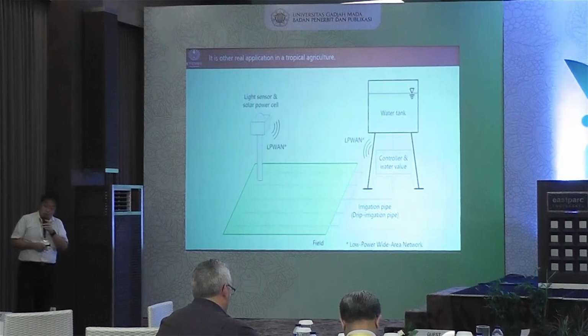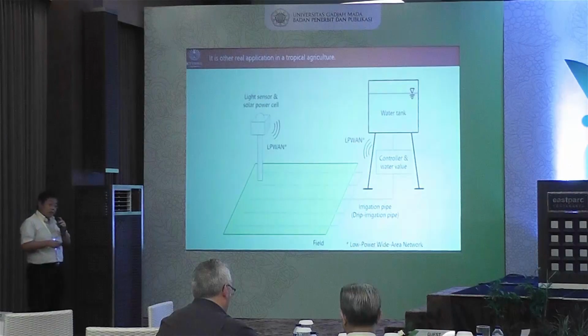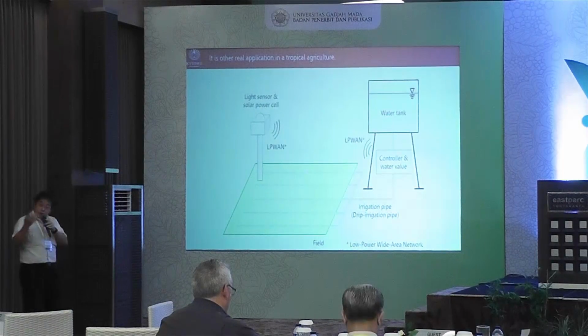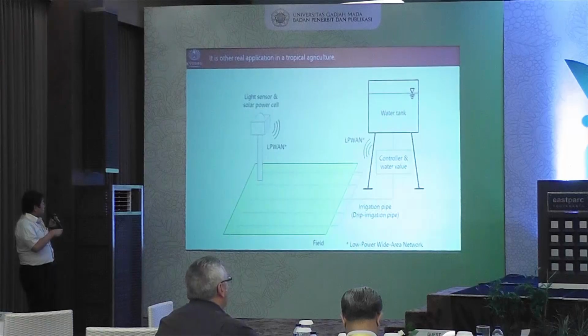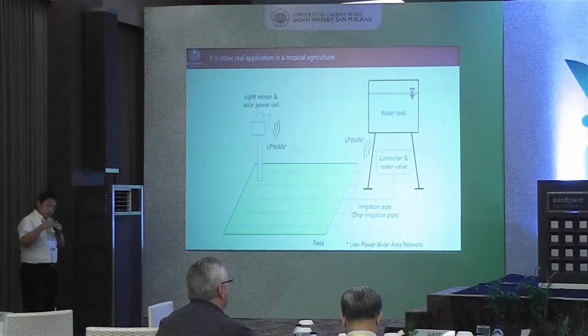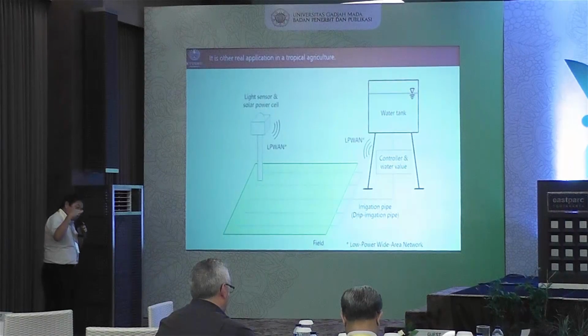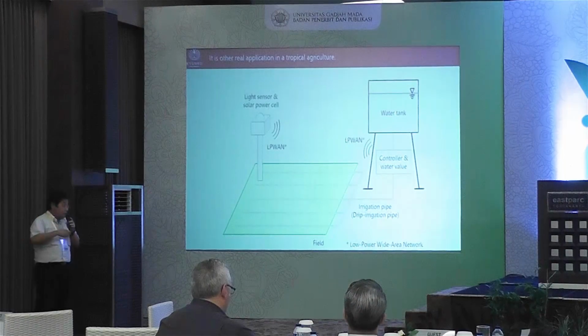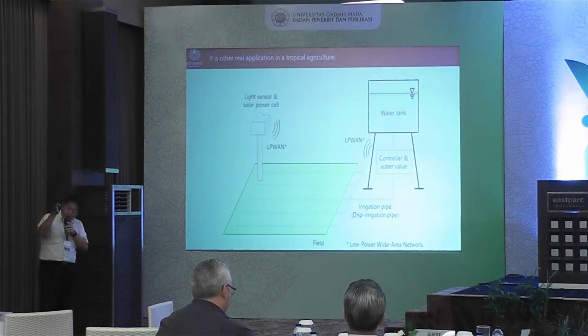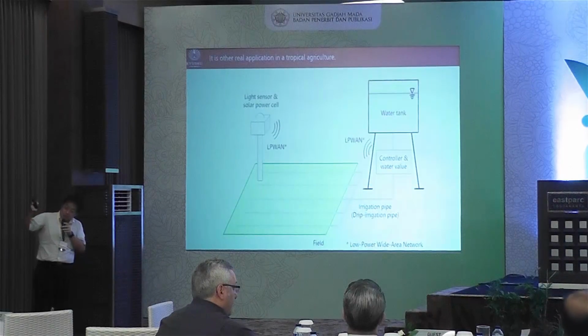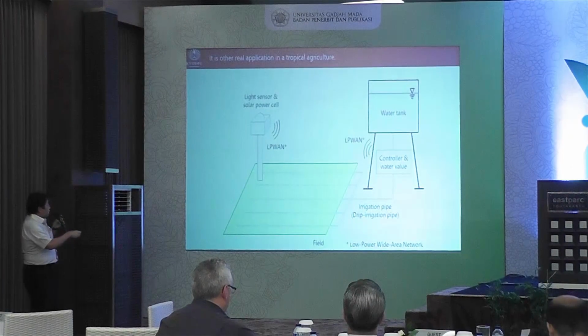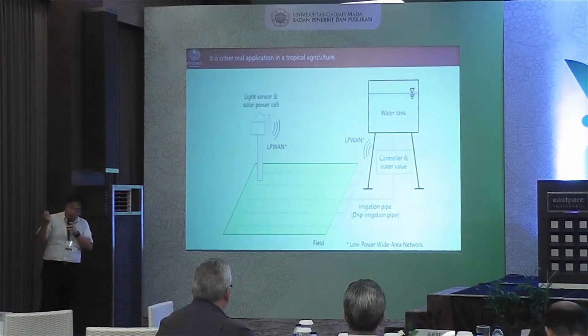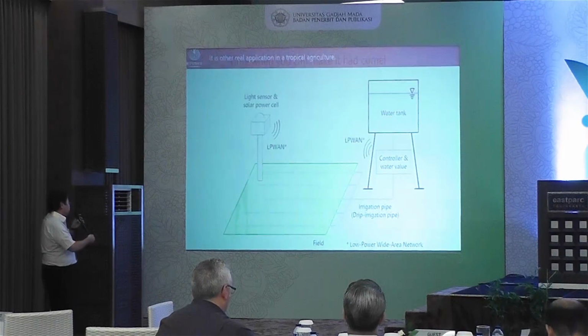Irrigation is important. The rainwater is collected in a tank and then spread. Solar radiation is accumulated by using the light sensor, and if the accumulated solar radiation is more than a threshold value, the irrigation valve opens, like that.